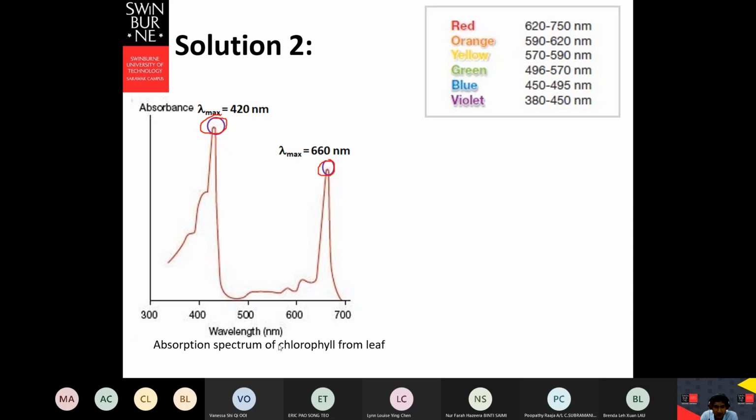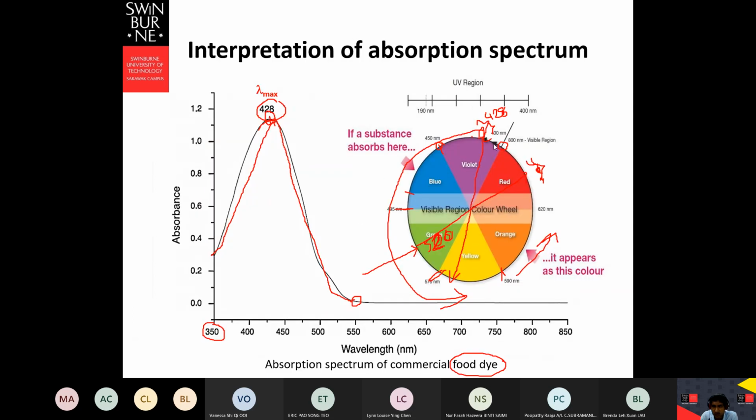420 and 660. This is actually the color wheel expressed in table form, but for me, the color wheel is better to understand. So let me erase it first to become clear. Where is 425 here? It will be around here, because 400 is in the middle. 425 nanometer is just in the middle.